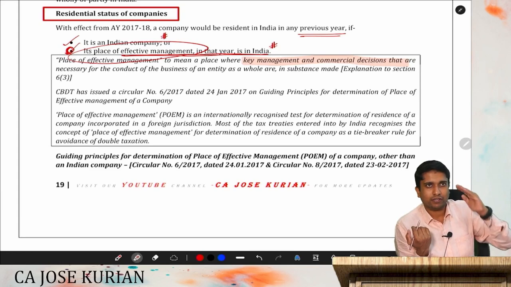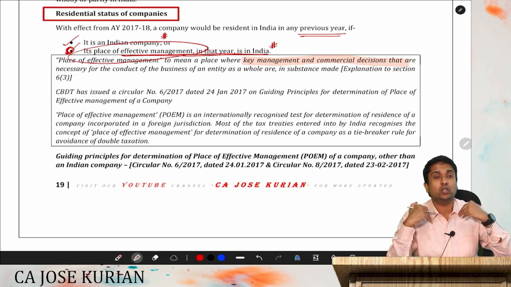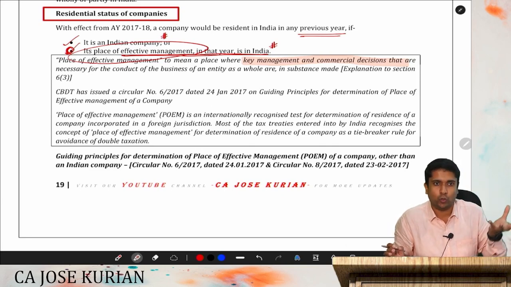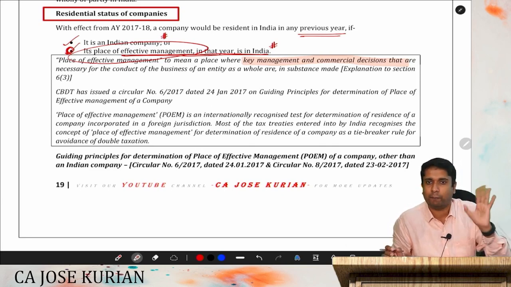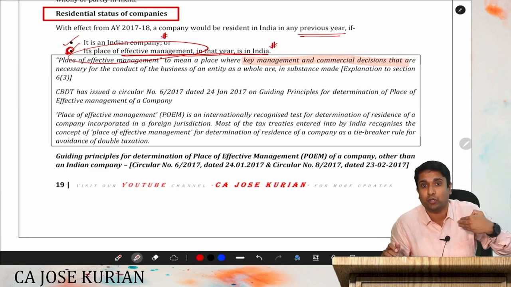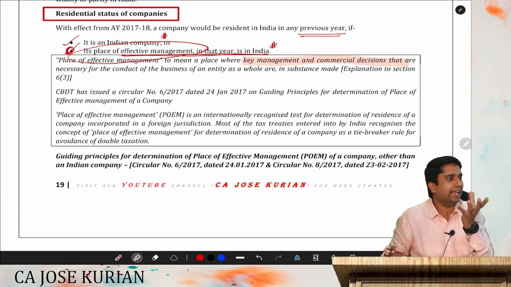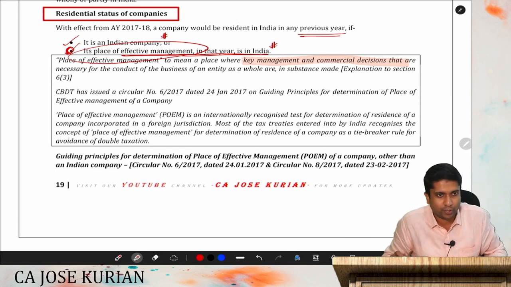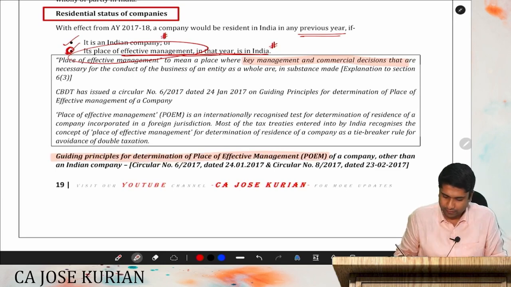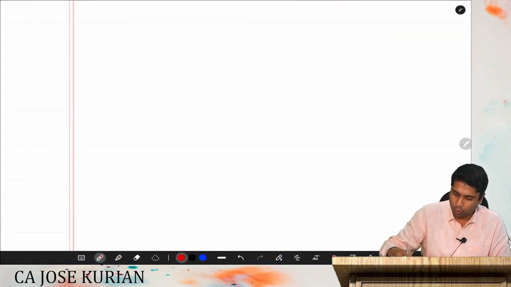So before explaining this guideline, let me make this very clear. This is only a guideline, not a conclusive or an exhaustive step to determine POEM. This can be used as a tool or as a helping aid while determining POEM. You cannot determine POEM in all permutations and combinations by making use of this guideline which we are about to discuss. This is not an exhaustive list. This is only a helping aid, just an assistance while determining POEM. So please write guiding principles for determination of POEM. It's actually a CBDT circular. So let's understand what exactly the guiding principles for determining POEM are.